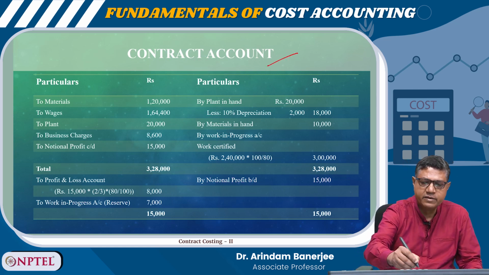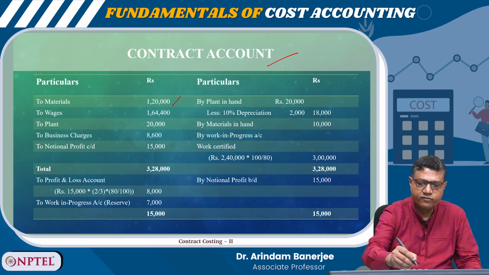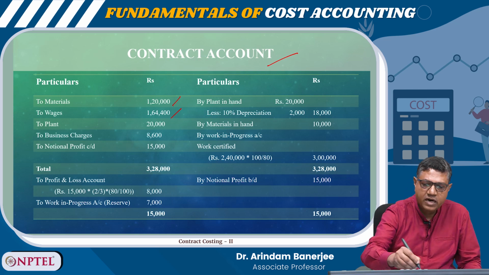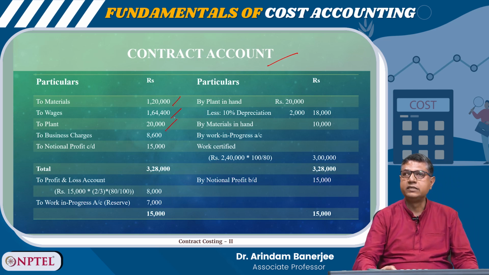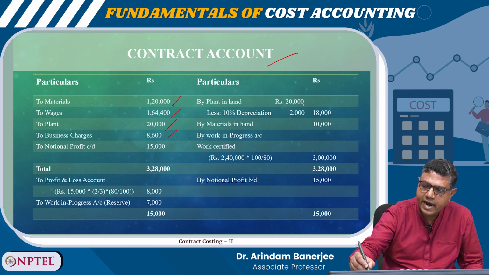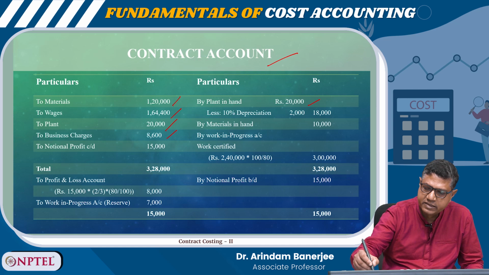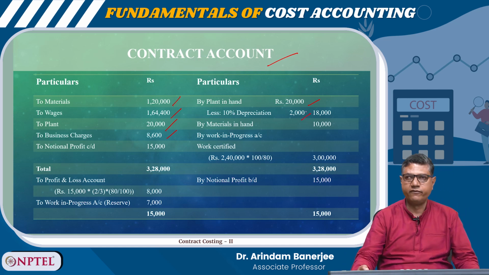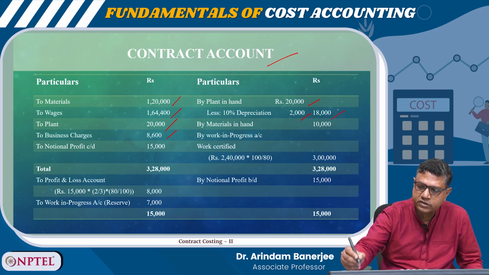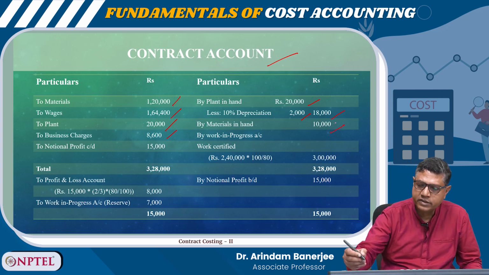On the left hand side, the materials are taken, 1,20,000, and wages 1,64,400. These figures are given in the problem. Plant 20,000, business charges 8,600, and here the plant in hand is given as 20,000 in the question, and 10% is the depreciation rate. So, if we deduct depreciation of 2,000, that is 10% of 20,000, then we will get 18,000, and materials in hand is given as 10,000, right.